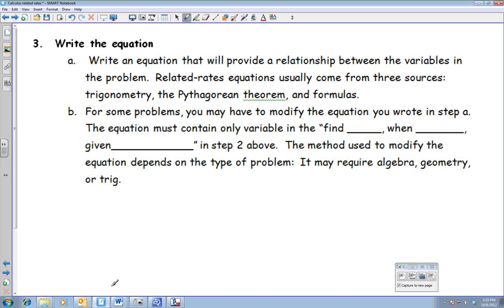Step 3, write the equation. We're going to write the equation, and usually it's going to be from one of these three sources.